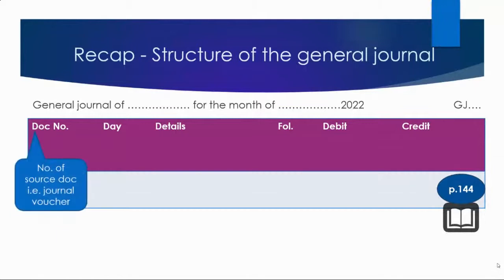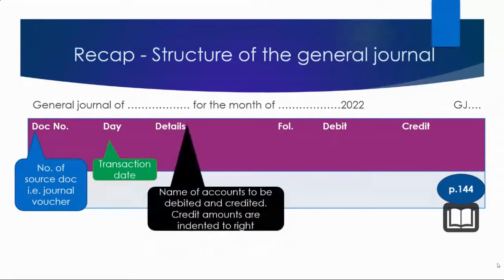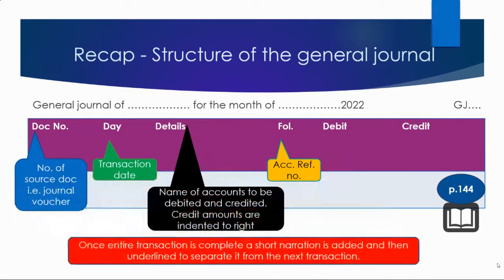And just to remind you, the format looks slightly different. You start with your document number, so your journal voucher number. Then you've got your day. The details is the account names. Your general ledger account names get captured under the details. And then your account number or your folio's account reference number, your debit and credit needs to equal.